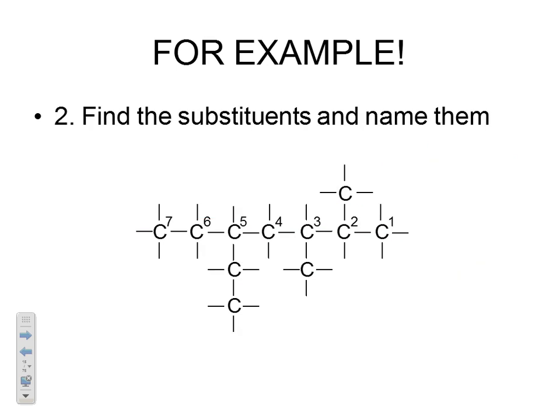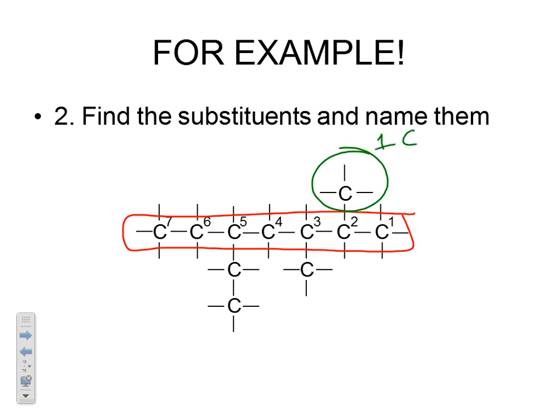Once we found the longest carbon chain, so we've already dealt with this portion right here, we want to find all of the substituents and name them. So what are the things that are attached to this long carbon chain that are not hydrogens? Remember, hydrogens don't count. Hydrogens are automatic. So first of all, I have this. This is 1 carbon. It's a substituent, so its name is meth, indicating 1 carbon, with a yl suffix indicating substituent. The meth means 1 carbon, the yl means substituent to the longest carbon chain. So this right here is a methyl group.